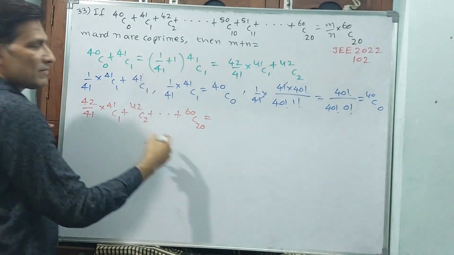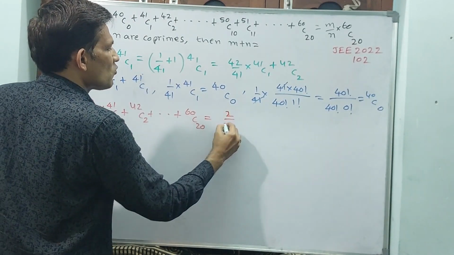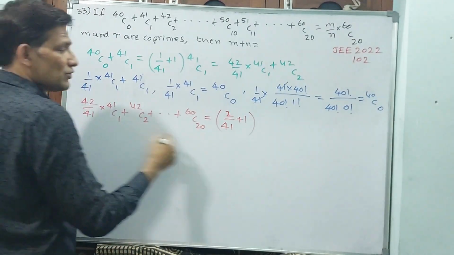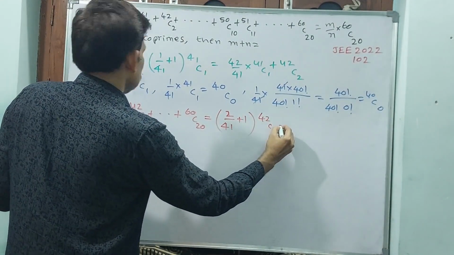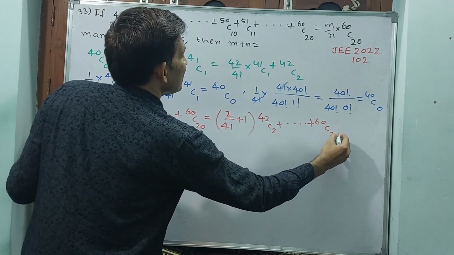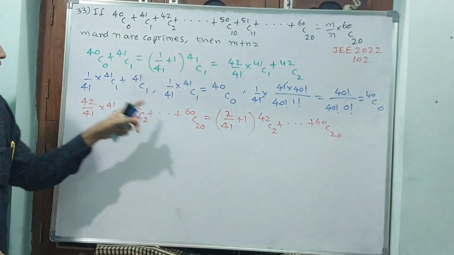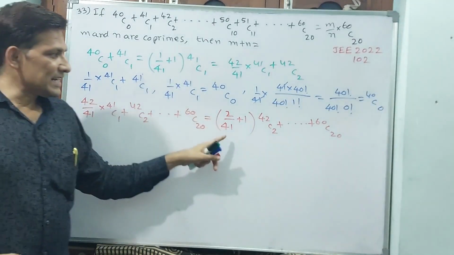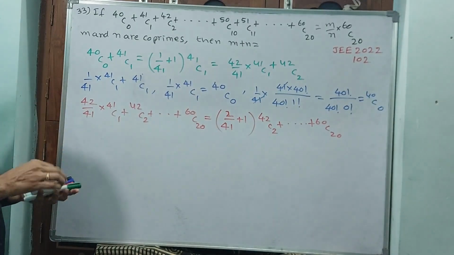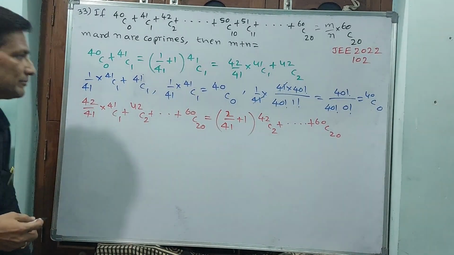If you take these two terms, automatically what will happen? 1 by 41 earlier, now it is going to become 2 by 41 plus 1 into this term 42C2 plus dash dash dash plus 60C20. First time 1 by 41, second time 2 by 41. This also we are going to show you, how we are achieving this. Okay? See how I am writing.